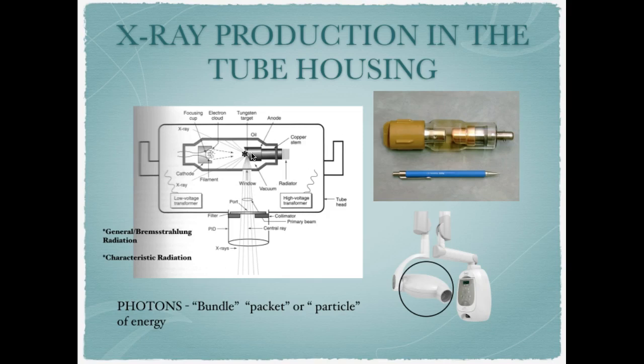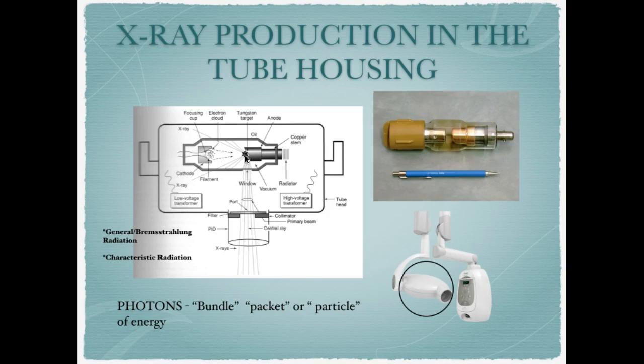However, they are stopped by a piece of metal called tungsten, the tungsten target. Now, at this stopping, it creates some energy, which is creating the X-rays or the radiation. And part of the radiation is called general radiation or Bremsstrahlung radiation, and this is the majority of the type of X-rays, and it just has to do with the type of energy that's formed by these electrons being stopped by the tungsten target.